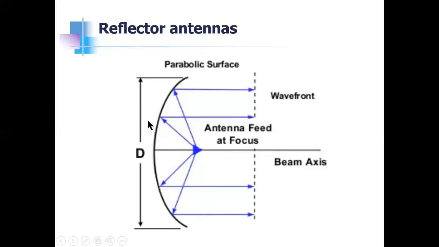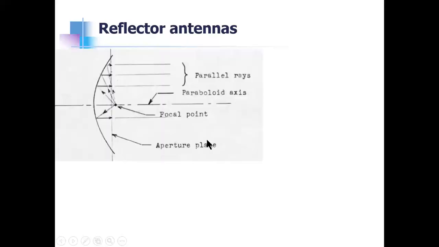This parabolic antenna is called a paraboloid. There are several ways in which this paraboloid can be used as antennas. Whatever you see here is a circular parabola, or another name, a paraboloid, as I said. This is illuminated by the antenna feed. There is another figure, the same thing. This is the paraboloid axis. This is the paraboloid, which is a circular parabola.